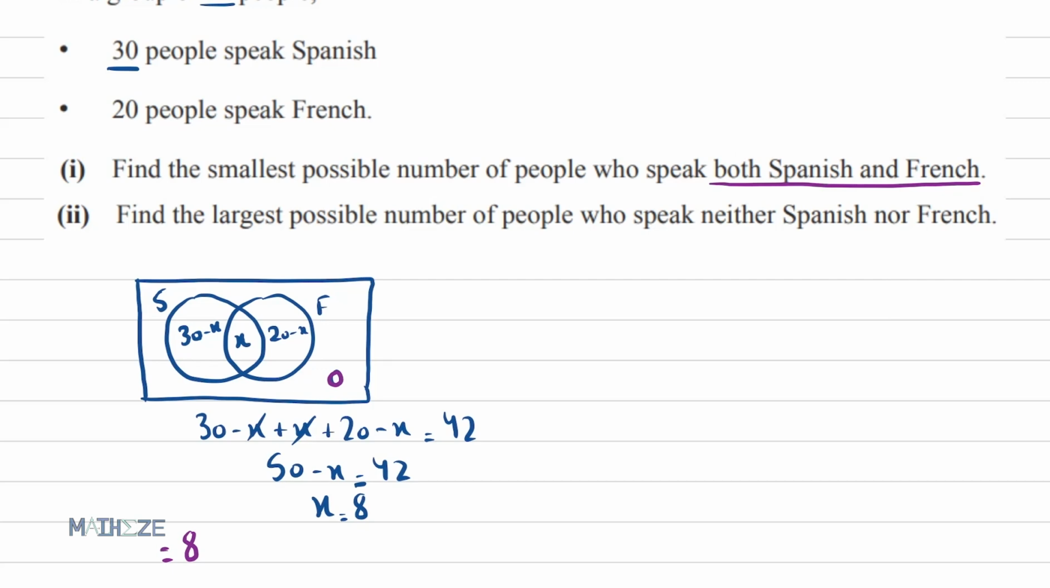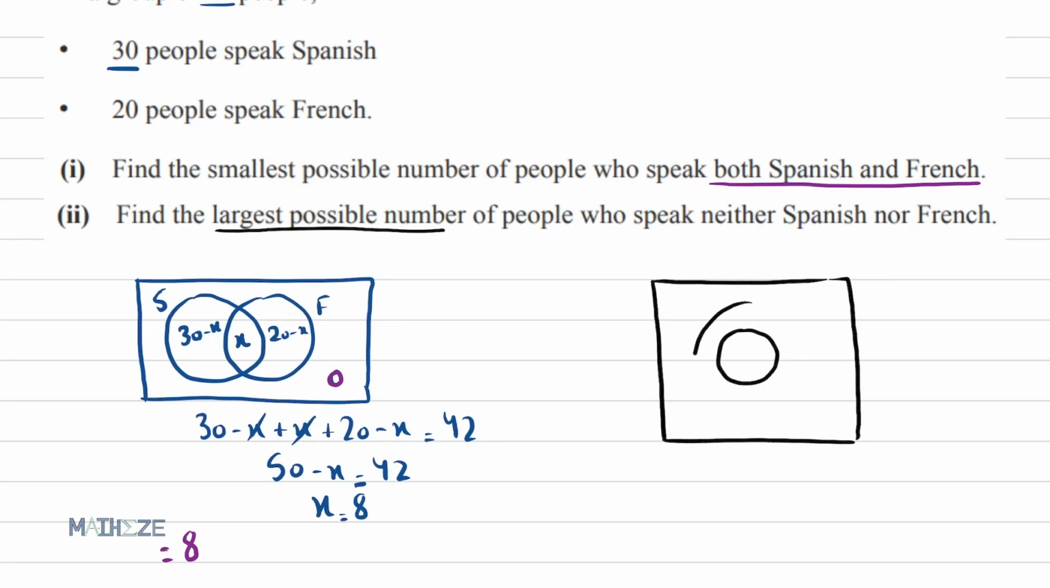Now comes the concept of greatest value. It says find the largest possible number of people who speak neither Spanish nor French. So we are talking about both events. So I'm going to make a Venn diagram in the shape of a subset. Now comes the challenge. Which one will be inside and which one will be outside? French has 20 people, Spanish has 30 people. So which one has fewer people? French. It's going to come inside. Spanish will go outside. Got this?